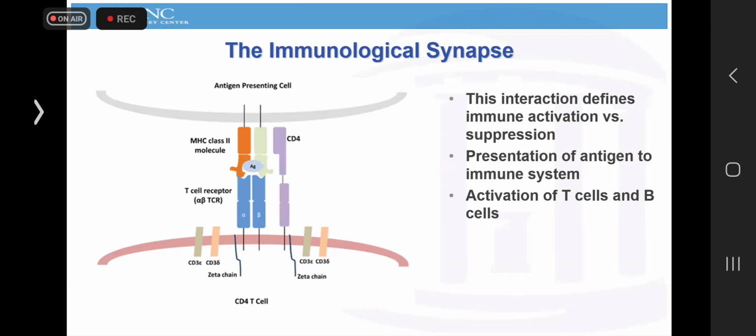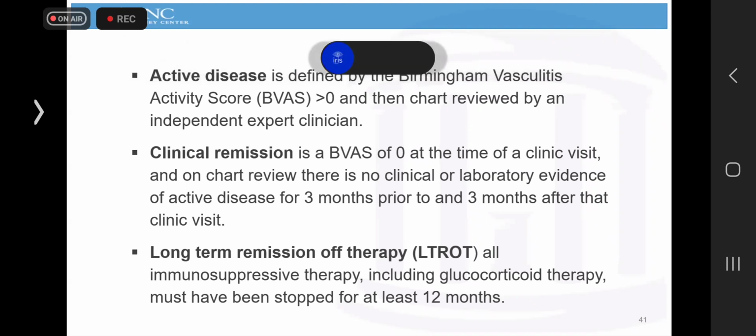What exact part of the molecule of proteinase 3 or myeloperoxidase are these cells in patients seeing? And I've got to digress for a moment here because I need to define how we're defining active disease, clinical remission, or long-term remission so that you can understand the next set of experiments. So active disease, you know, it's a Birmingham Vasculitis Activity Score of over 0. You know that they have a disease, hematuria, glomerular disease, pulmonary processes, and you'll hear more about the clinical picture later. In our hands, clinical remission is a BVAS score of 0, no evidence of disease. And we chart review 3 months before that clinic visit and 3 months afterwards. So this is a 6-month period of clinical disease remission.